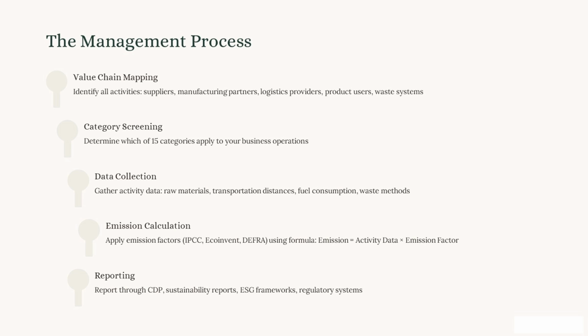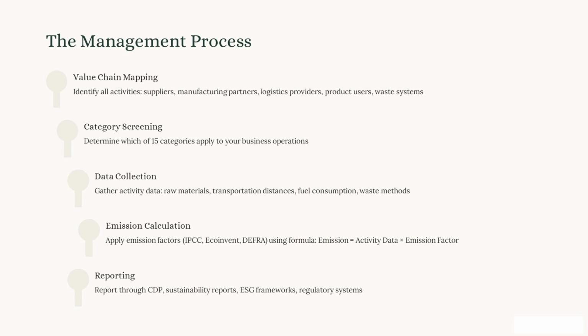Step 3, data collection. Data collection is one of the most challenging steps. Companies collect activity data such as quantity of raw materials purchased, transportation distances, fuel consumption in logistics, electricity used in product usage, and waste disposal methods. This information often comes from suppliers, vendors, and partners.